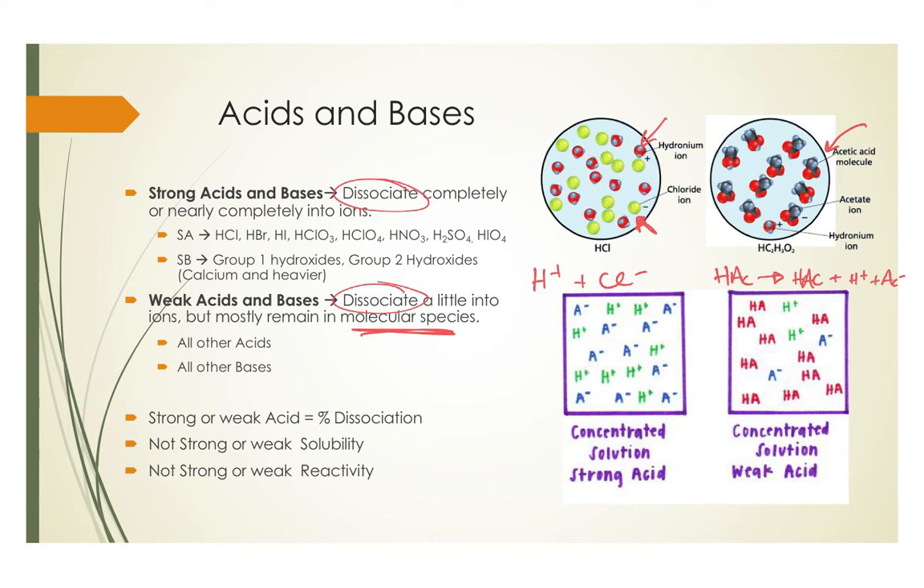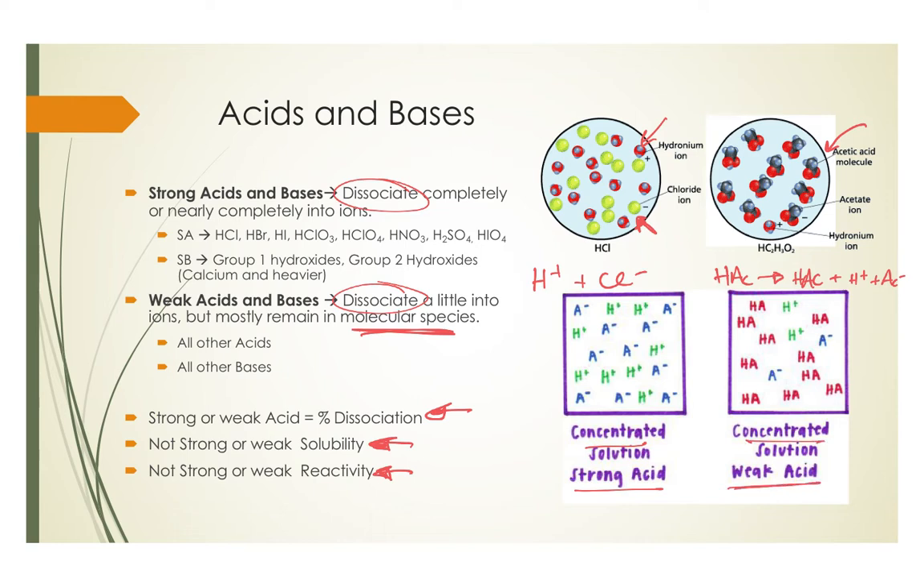Okay. So a strong or weak acid means percent dissociation. If it's not strong or weak solubility, in other words not how much is going to dissolve, and not strong or weak reactivity, in other words how strongly it reacts, right? So if we think about concentration, for example, we can have a concentrated solution of a strong acid or a concentrated solution of a weak acid.